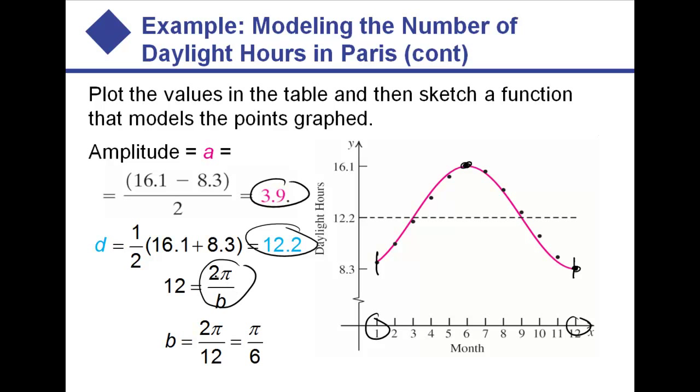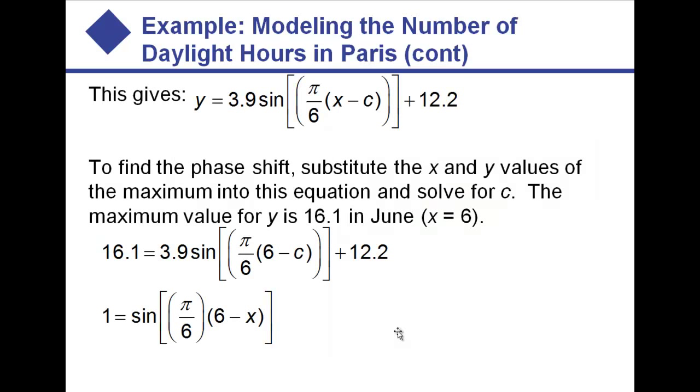And so we set it equal to that, solve for b, and we get that it's repeating every pi over 6. Plug everything in that we know. We found our amplitude, we found our period, we found our vertical shift. Now all we have to do is find our horizontal shift.